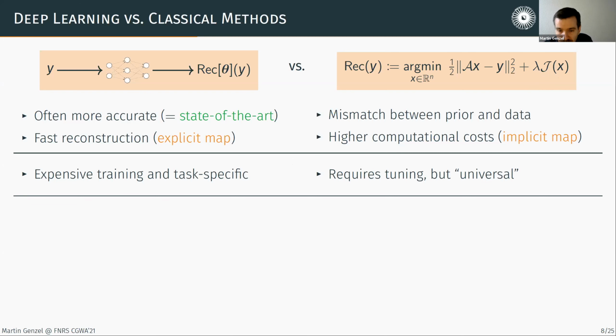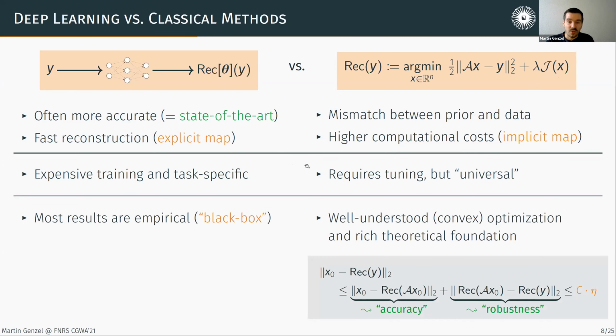Okay, this brings me to the last point, and this is what also motivates the rest of this talk. One big advantage, I would say, of classical model-based approaches is that they are quite well understood when it comes to theory. Often these are convex optimization problems, and they enjoy a rich theoretical foundation. Here is a prototypical error bound that you would like to have. If you go to books on compressed sensing, you'll indeed find bounds like this for many different approaches. It's about how good the reconstruction quality is.